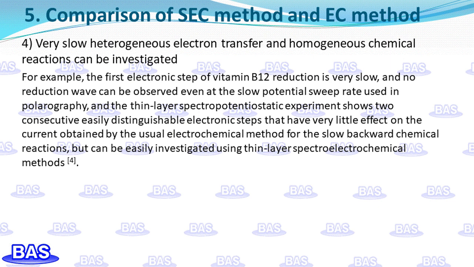Fourth, we can study very slow heterogeneous electron transfer and homogeneous chemical reactions. For example, the first electronic step of reduction of vitamin B12 is so slow that no reduction wave is observed, even at the slow potential sweep rate used in polarography. Whereas, thin-layer spectroscopic potentiostatic experiments show two consecutive distinct electron steps, which have little effect on the currents obtained by the slow backward chemical reactions.